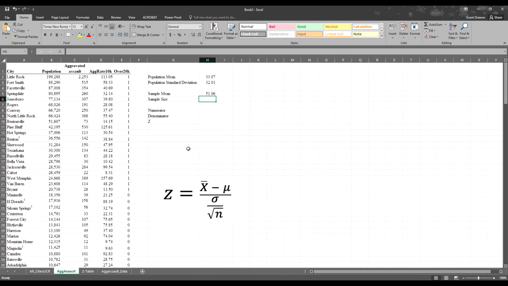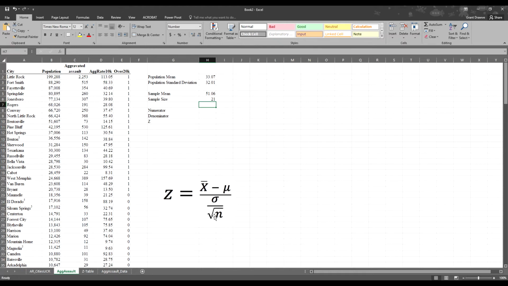So with that, we still need the sample size. Some of you might be new to this, so there's another function just called COUNT, and we can use that. We're just going to highlight the same cells and it's going to count these up for us. It's going to be 21 different cities. So this is our sample size. You can see here we now have our sample mean, our population mean, our population standard deviation, and our sample size.